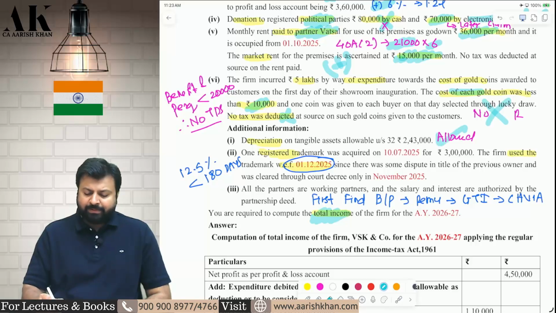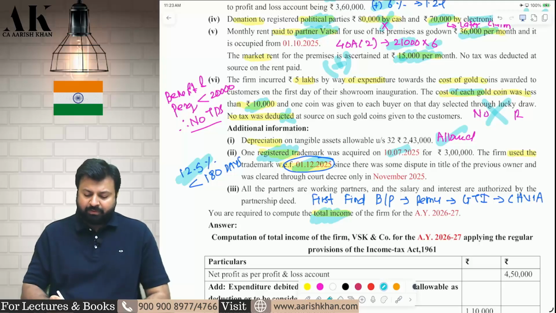Next, tangible assets depreciation under 32 you can claim. And last but not least, you have purchased some trademark in July, but you have put to use in December. So you should claim 12.5% intangible asset depreciation because the asset is put to use for less than 180 days. You can claim 12.5% depreciation.